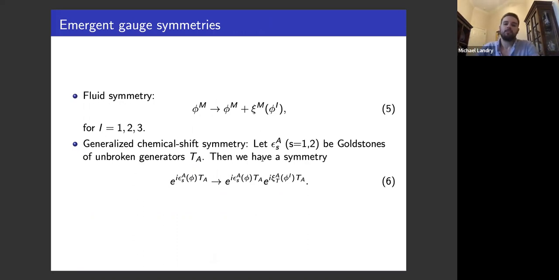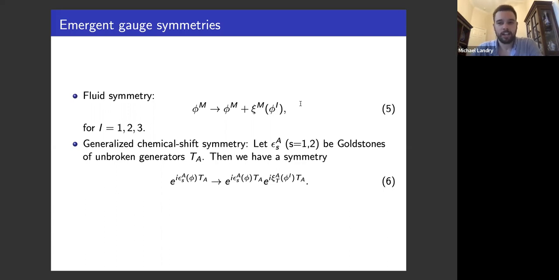So here, it has been postulated that for fluids, you have this essentially gauge symmetry in the sense of redundancy of description: diffeomorphisms that are spatially dependent and temporally independent. So there's no, M here runs from 0, 1, 2, 3, I runs from 1, 2, 3. So there's no phi 0 dependence in these.